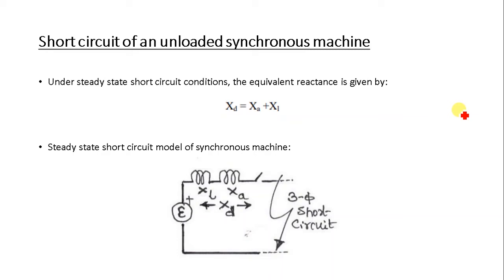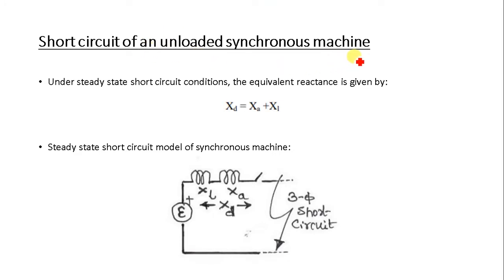Namaskar students. In today's lecture we are going to understand the short circuit of a synchronous machine. Whenever a short circuit occurs on the terminal of a synchronous machine, how can we find the short circuit reactance and the short circuit current on load and off load? That we are discussing in today's lecture. Then in the next lecture we are going to discuss how we can select the rating of the circuit breaker. Okay. So, short circuit of an unloaded synchronous machine.